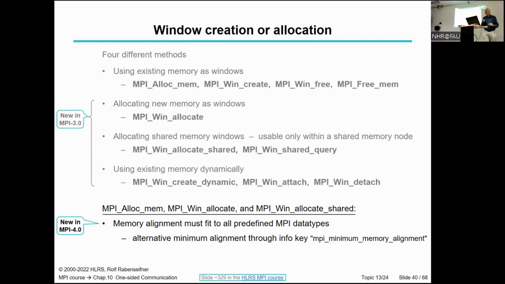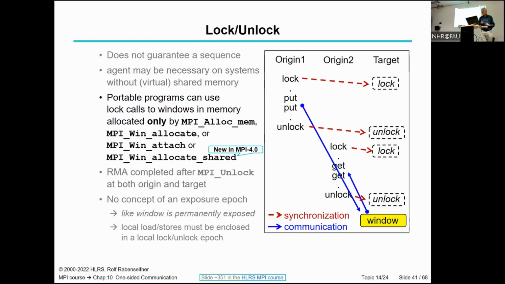With RMA, they added an additional alignment for the memory, so that you can use an info key for a minimum alignment. That's only a small thing that was added. And for the lock and unlock synchronization, they also added that you can allocate the windows as allocate shared. This was available in all MPI libraries, but it was missing in the MPI standard.